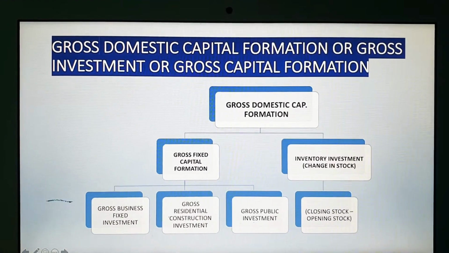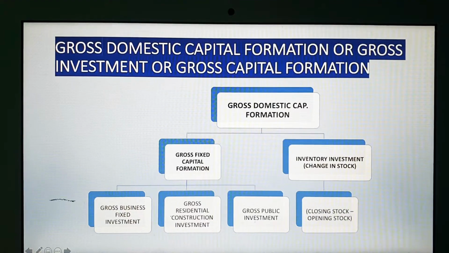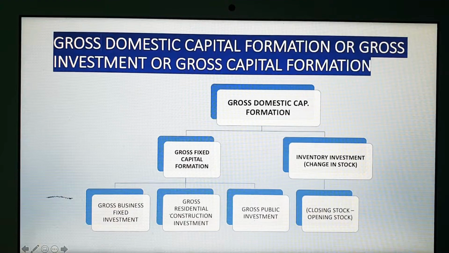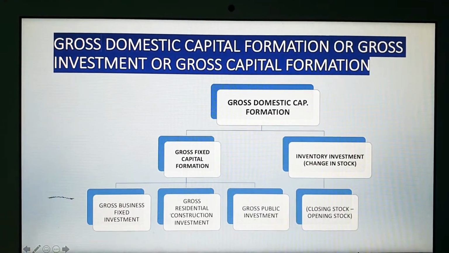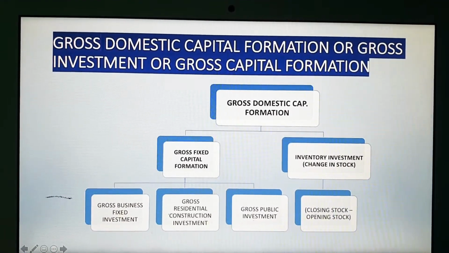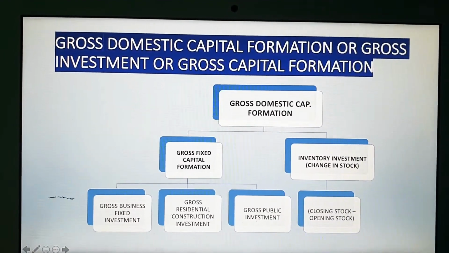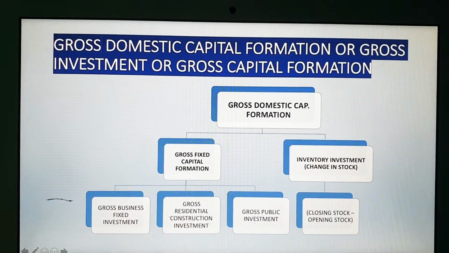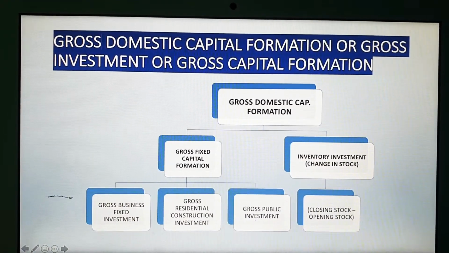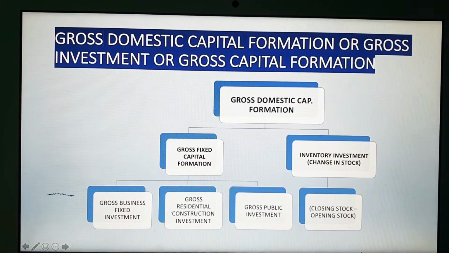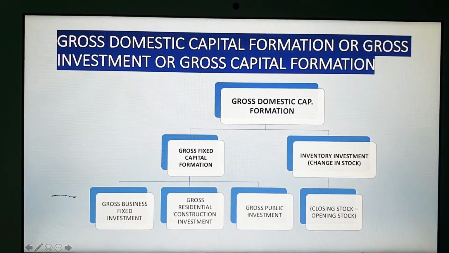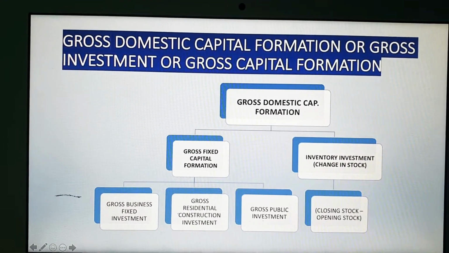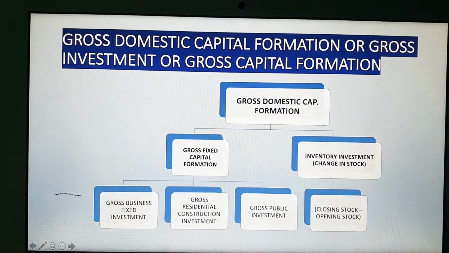This is gross domestic capital formation, which is also known as gross investment or gross capital formation. Each and every word in this component is very important and we need to focus on every term mentioned in it, like gross. Gross means that it is inclusive of the depreciation element. Domestic means it is within the domestic boundaries of the country.